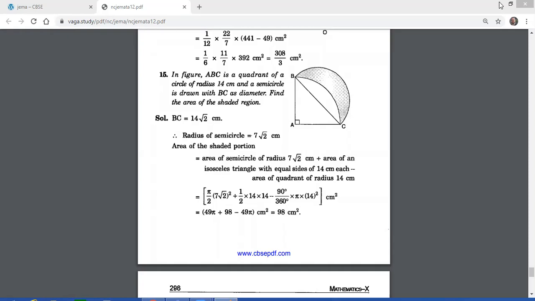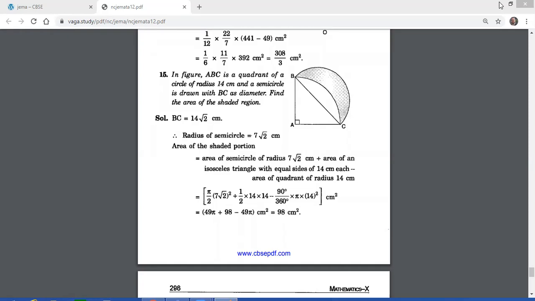So for the total area, if I want to find out the shaded portion, first I'm going to use the area of this part, that is, the area of the semicircle and triangle I will add. So semicircle area is pi r square by 2, because full circle is pi r square, so semicircle will be pi r square by 2 or half pi r square. The radius here will be 7 root 2 because this BC length is 14 root 2, so that's why they have put this 7 root 2.